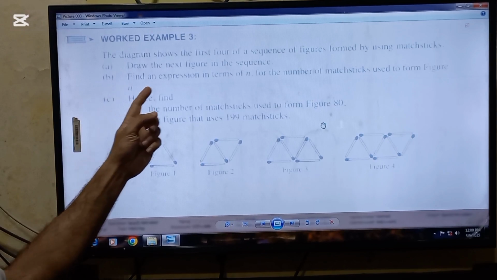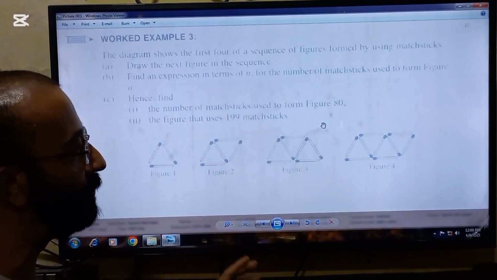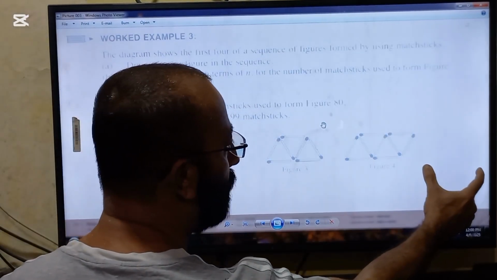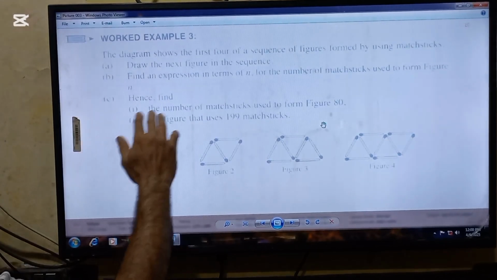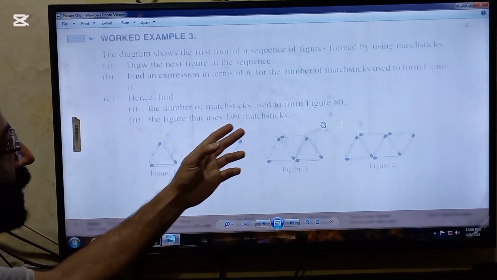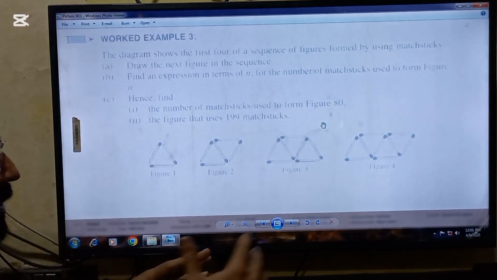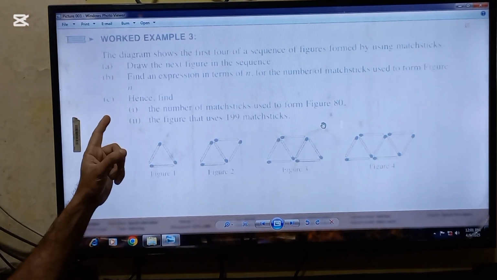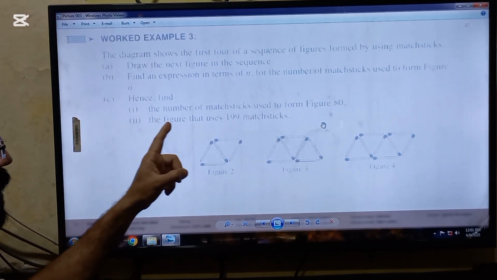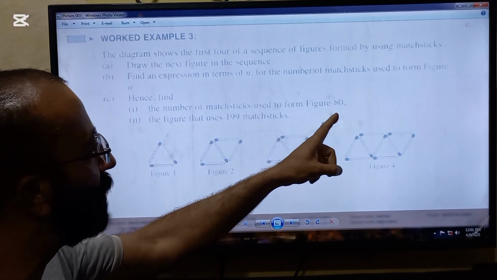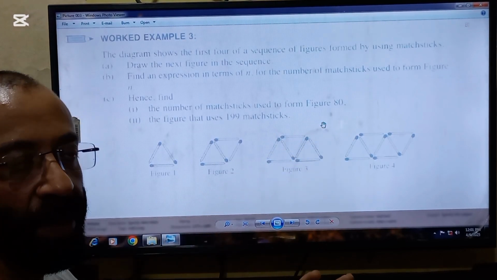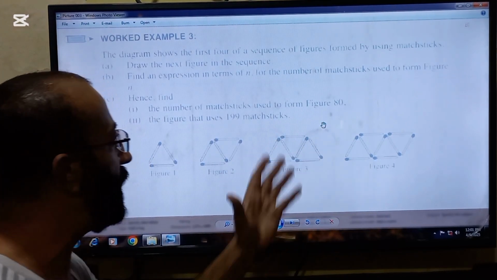A part is, draw the next figure in the sequence. So we are required to draw the figure number 5. B part is, find an expression in terms of n for the number of matchsticks used to form the figure number n. So the nth term is required. C part is, hence find first the number of matchsticks used to form the figure number 80. So how many matchsticks will be used to form the figure number 80 is the requirement.